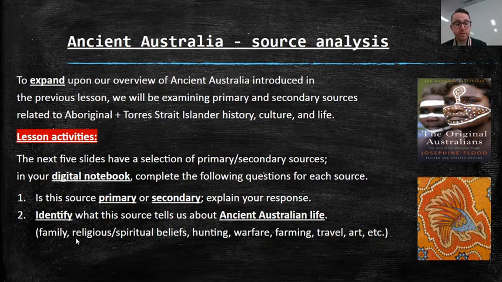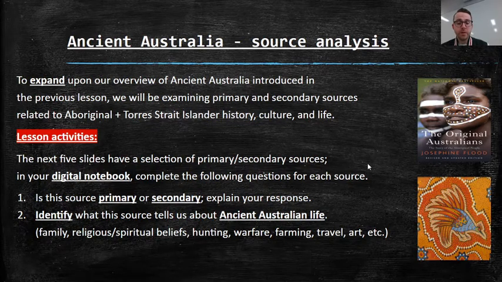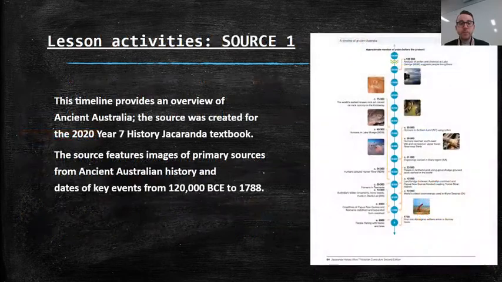So does this source or the secondary source tell me about family life in ancient Australia? Does it tell me about their religion, their spiritual beliefs? Does it tell me about hunting, warfare, farming, travel, how they moved from point A to point B, art, etc., etc.? So, source 1 is a timeline of ancient Australia.